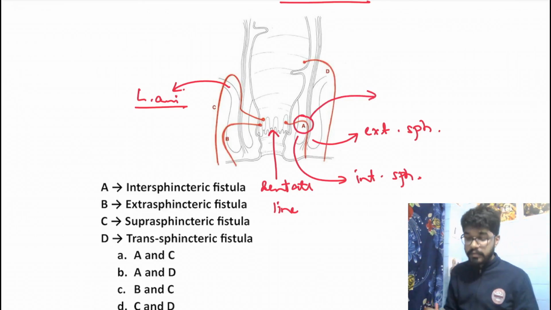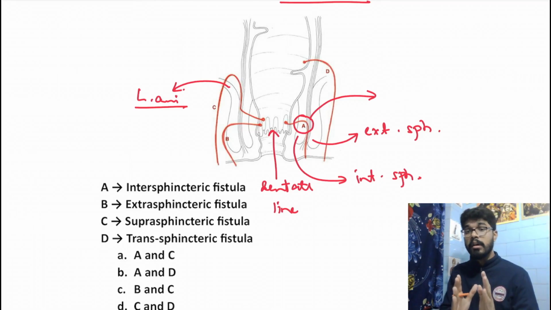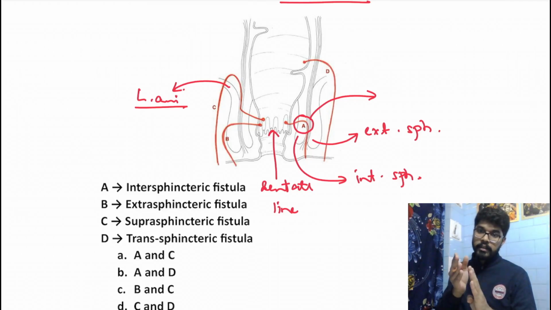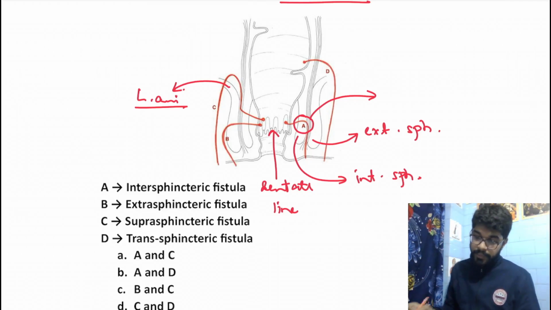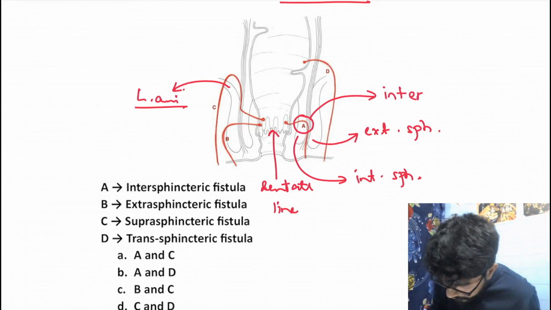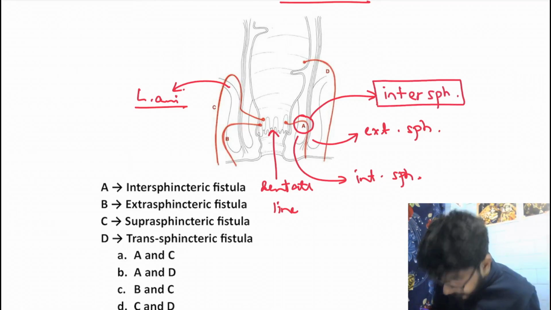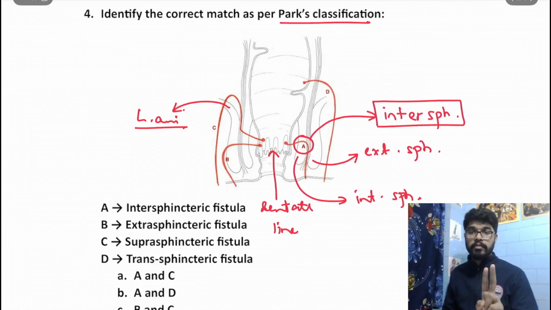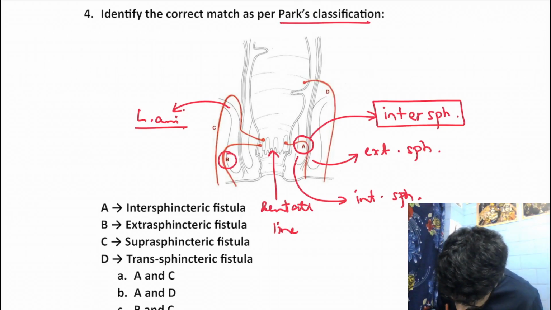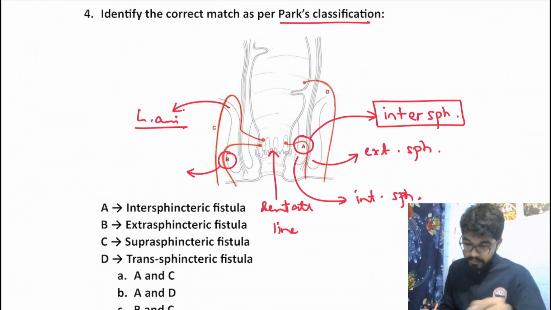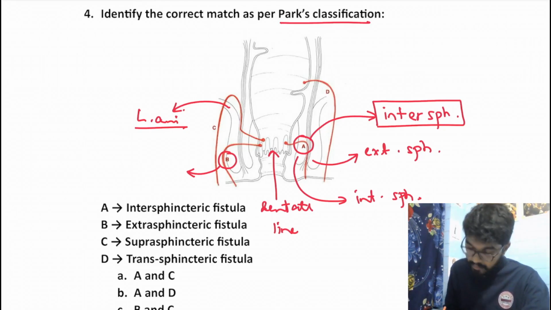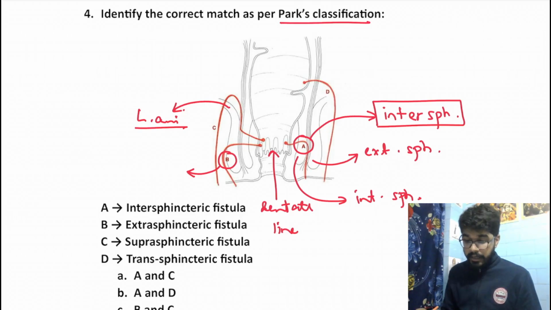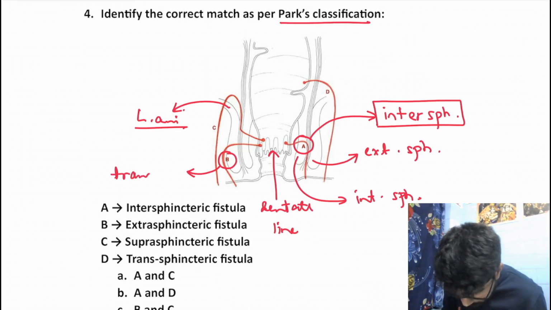Number A, over here we can see that the fistulous tract passes between the two sphincters and pierces only the internal sphincter. So this is a characteristic of intersphincteric fistula. Okay. If we talk about B, we can see this is a low-lying fistula, and it pierces both the external and the internal sphincter. So this is our transsphincteric.